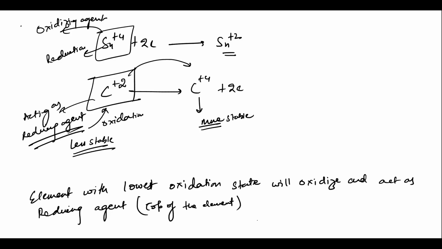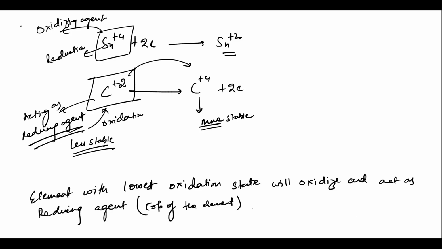If I'm talking about boron at +1, then it will easily go to boron 3 positive. Why? Because it is more stable, so it will lose 2 electrons. Here it is getting oxidized, so it will act as a reducing agent. You got it?